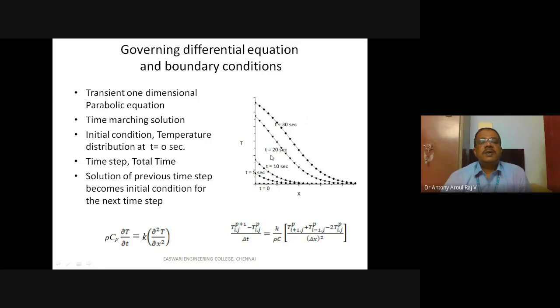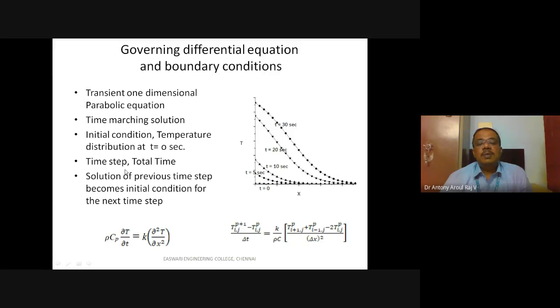So in these types of problems, what are all the important parameters we should know? Time steps should be given and total time should be given. When I am going for energy simulation per day, my total time will be 24 hours, that is 24 into 60 into 60 seconds. And I can choose my own time steps.